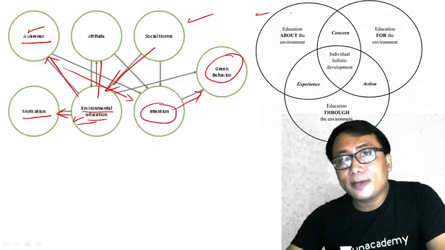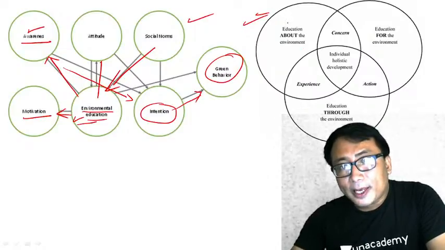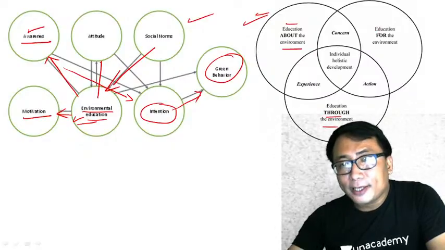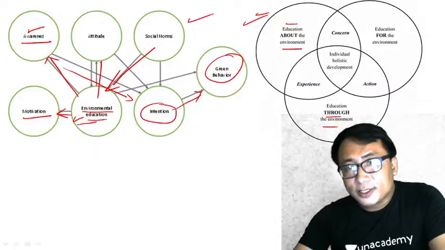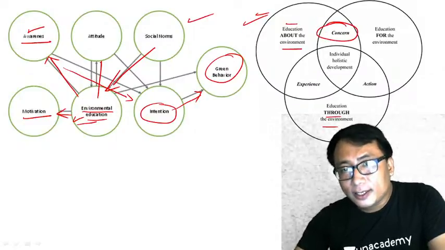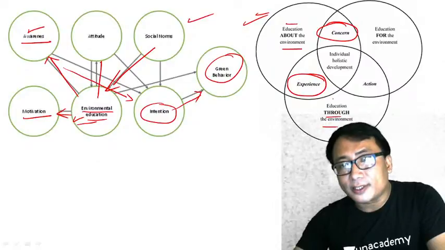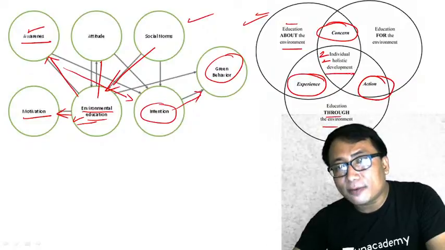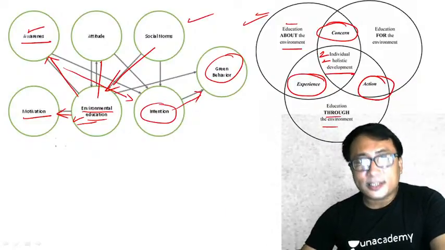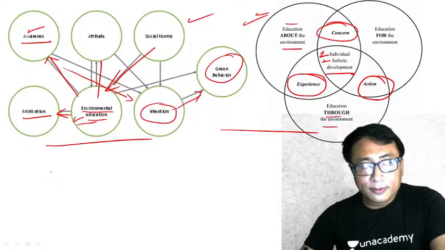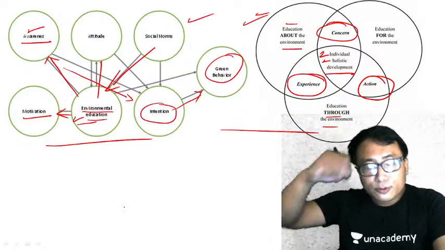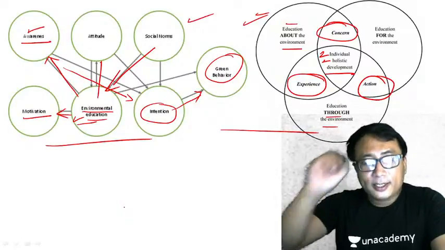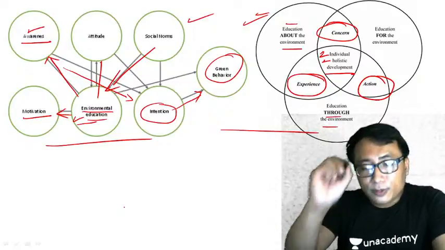Or it can be like this also. Like you see here, education about the environment, education through the environment, education for the environment, all of this. These two will give rise to concern. These two will give rise to experience. These two will give rise to action. And finally, individual holistic development will result. So, this is just a sample. In the exam, you can draw your own diagram. You can draw your own flow chart. But if you label it properly, correctly, then it will carry certain weightage and you will get marks.